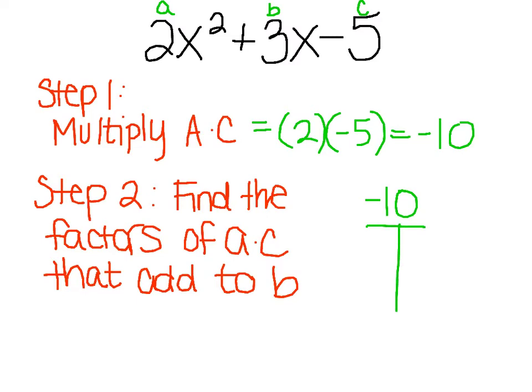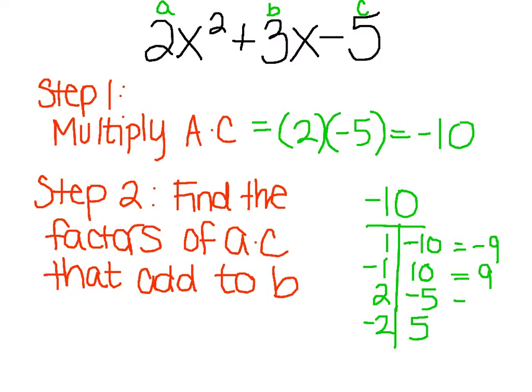So we've got these factors of negative 10. Well, we know 1 and negative 10 or negative 1 and 10. We have 2 and negative 5, negative 2 and 5. And we're looking for what adds to b. Well, since b is 3, what's going to add to 3? 1 minus 10 is negative 9. Negative 1 plus 10 equals 9. 2 minus 5 is negative 3. And 5 minus 2 is 3. So this is the one we want. We want negative 2 and 5.